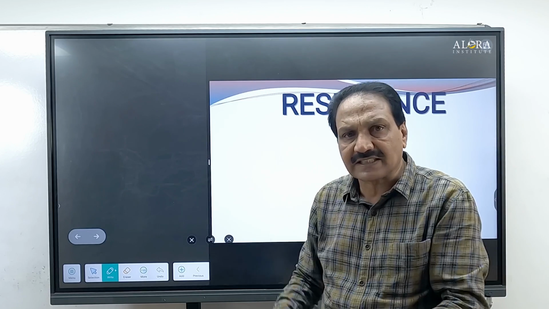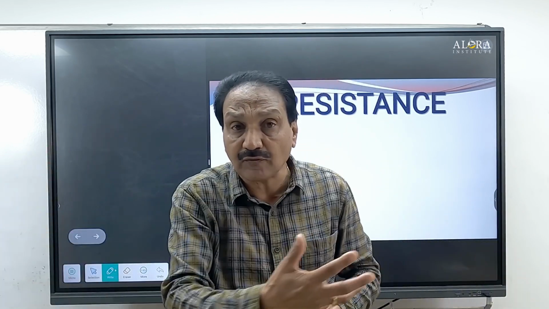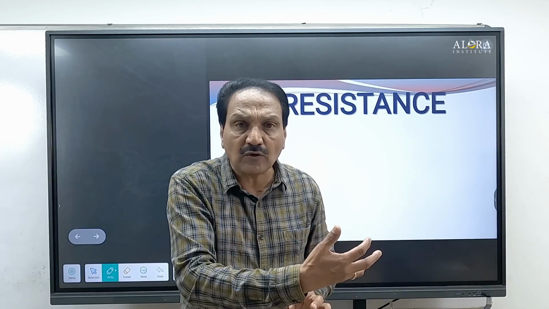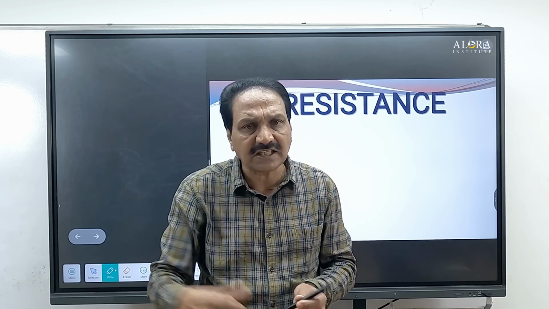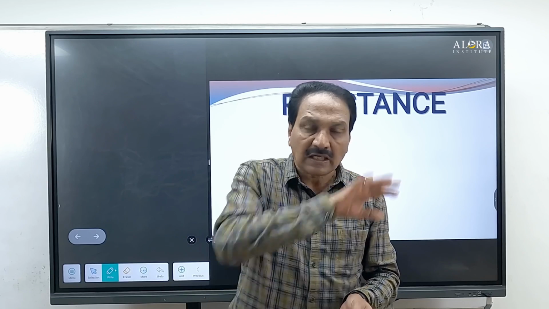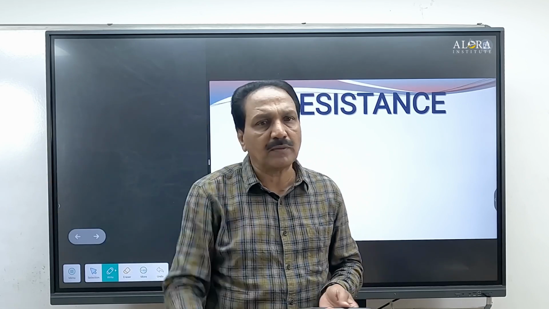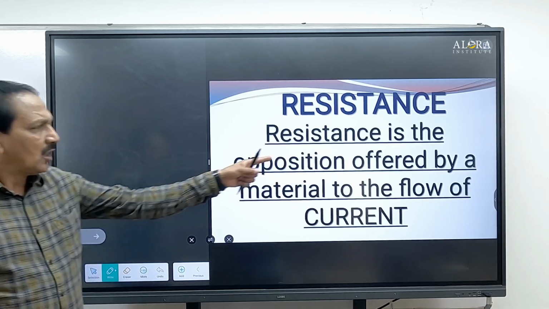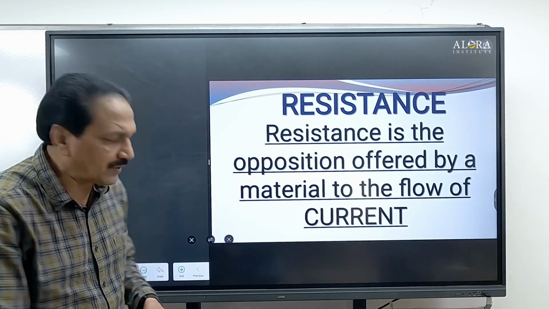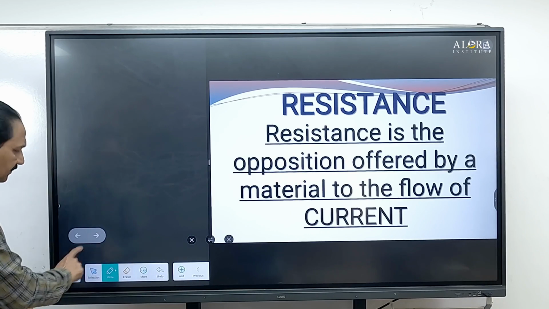Suppose the opposition is less, then electrons can flow easily, a large number of electrons can flow, which leads to higher strength of the current. Lesser the resistance, more will be the current. Greater the resistance, lesser will be the current. So what do you mean by resistance then? It is the opposition offered by the material for the flow of current. Fine.